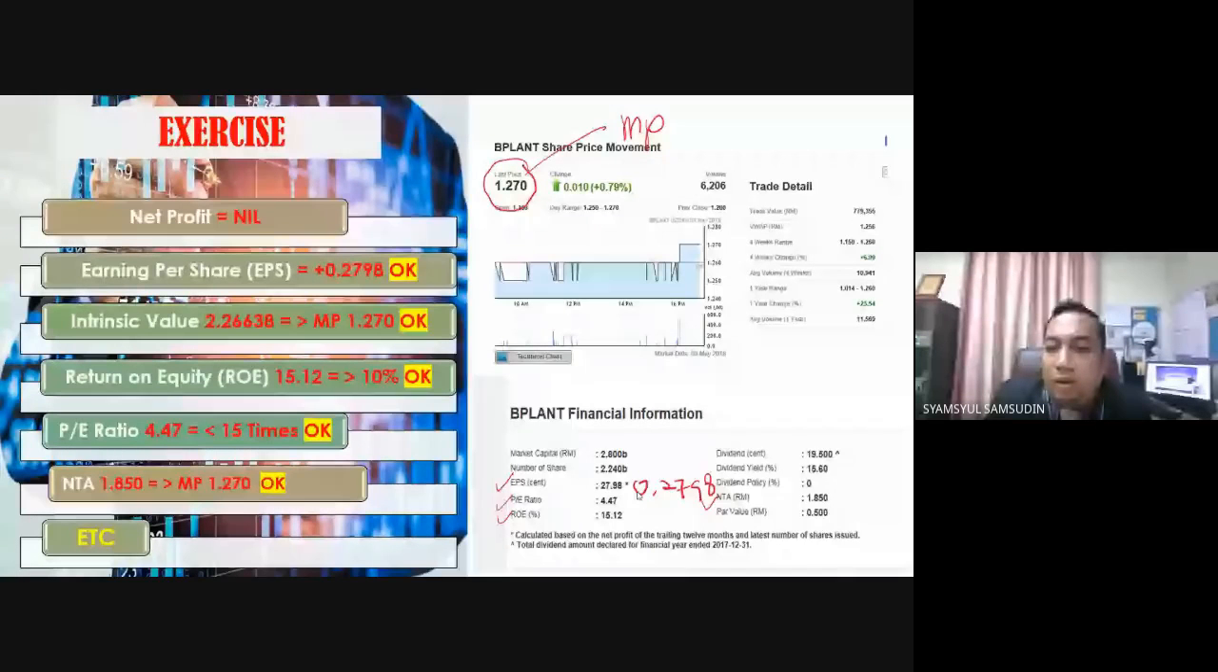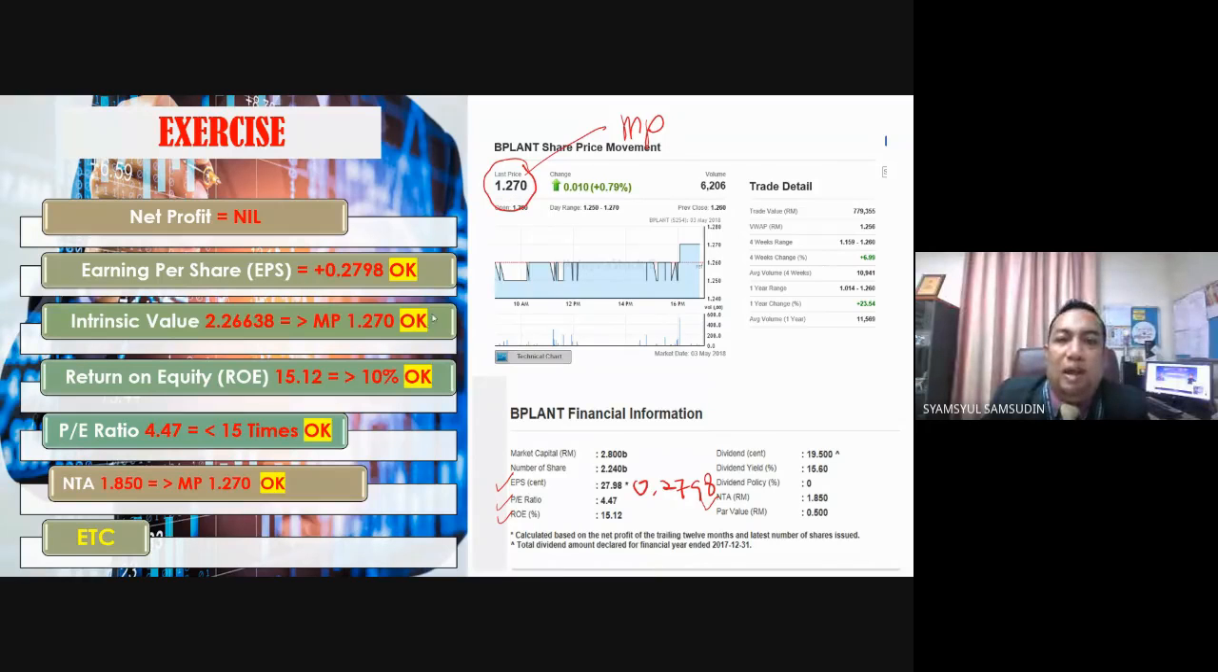Now positive 0.2798, 28 cent for example, the EPS they're giving. So intrinsic value, how do I get 2.26638? EPS I multiply by 8.1. This is the formula for intrinsic value. So I compare with the market price. Market price here is 1.270. So the intrinsic value is higher than market price, so it's okay. If lower, it's not okay.